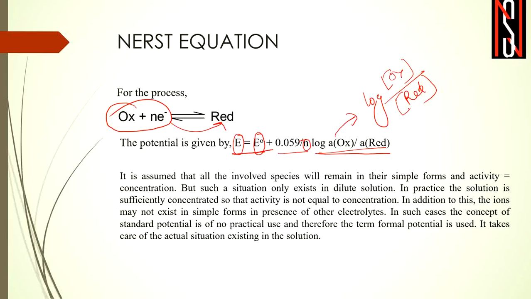So in that case, instead of the standard potential we can use the term formal potential, because in such cases the standard potential is of no practical use, or actually has no validity, and therefore the term formal potential is gaining importance. So in that case the Nernst equation can be modified a bit. We will look into this, but prior to that I will explain this once again.